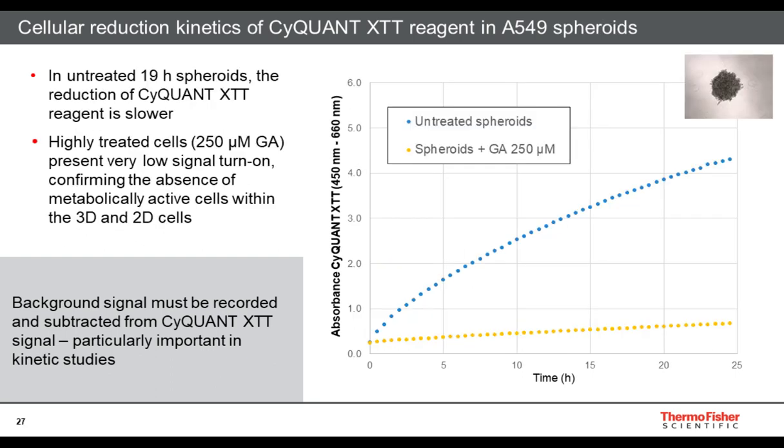Now, if we look at the reduction rate of the CyQUANT XTT reagent when incubated on untreated spheroids, the blue line, we also see an increase in absorbance signal. However, within 24 hours, we still do not see the signal plateau, indicating that it takes longer for the CyQUANT XTT reagent to be reduced. One thing to keep in mind when studying 3D spheroids is that they are compact as opposed to monolayer cells, which are very spread out. This is important because with this compact structure, it will take some time for the reagent to enter the center of the structure. Similarly to the drug-treated monolayer cells, the drug-treated spheroids present a very low signal turn-on, confirming the absence of metabolically active cells, which is your yellow line.